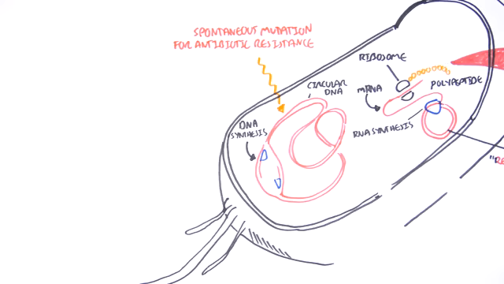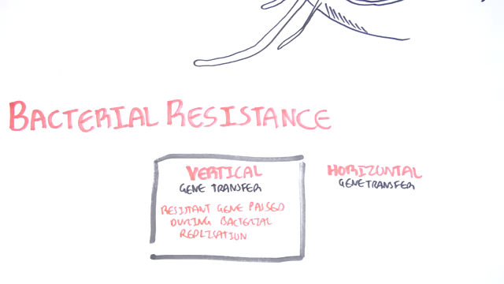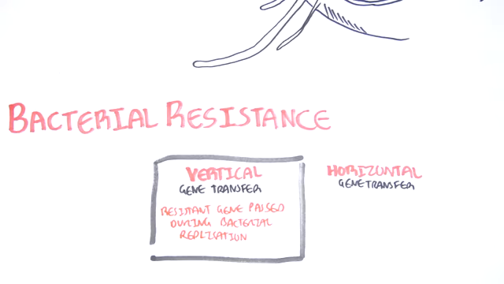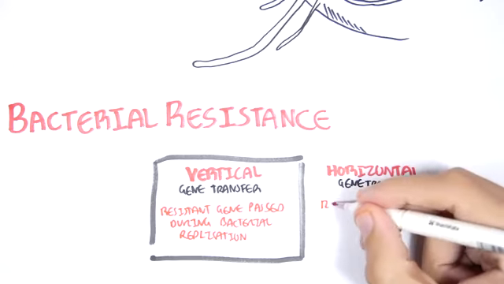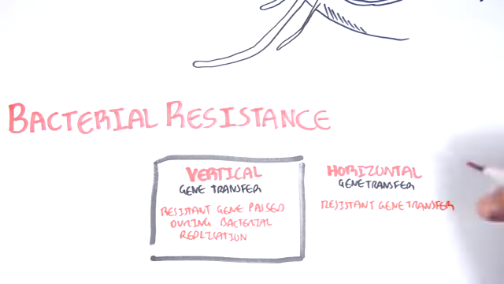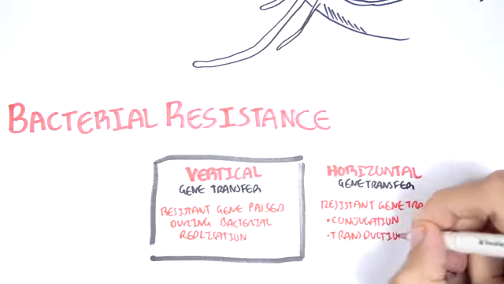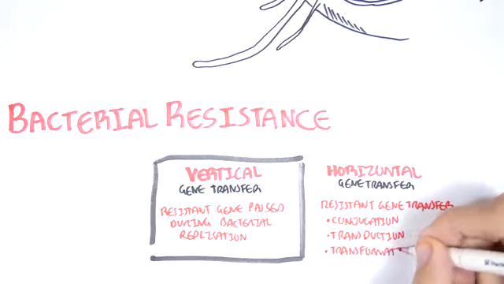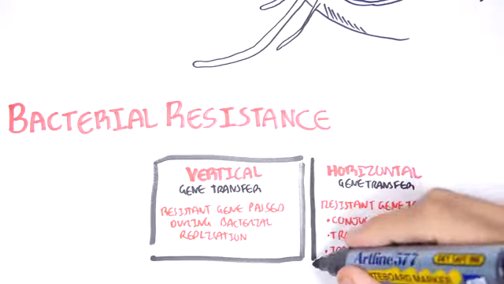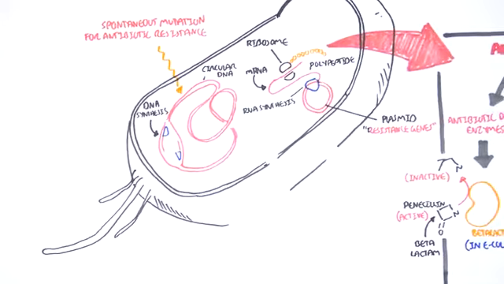The other way resistance genes are acquired is through horizontal gene transfer, where the resistant gene is actually transferred to a bacteria through three different means. The first is conjugation, or it can be through transduction, or through a process called transformation. These are important to know because they usually come up in exams. So let's take a look at each of them.